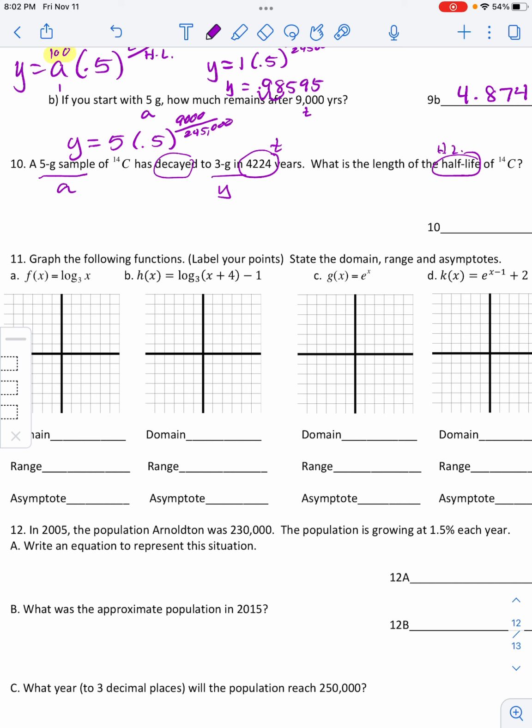Alrighty then. So I'm ending with 3. I'm starting with 5. It's a half-life problem. I'm going to have my time, which is 4,224, divided by half-life, which I don't know, so I'll call that x. All right, let's solve. Starting by getting rid of this 5.